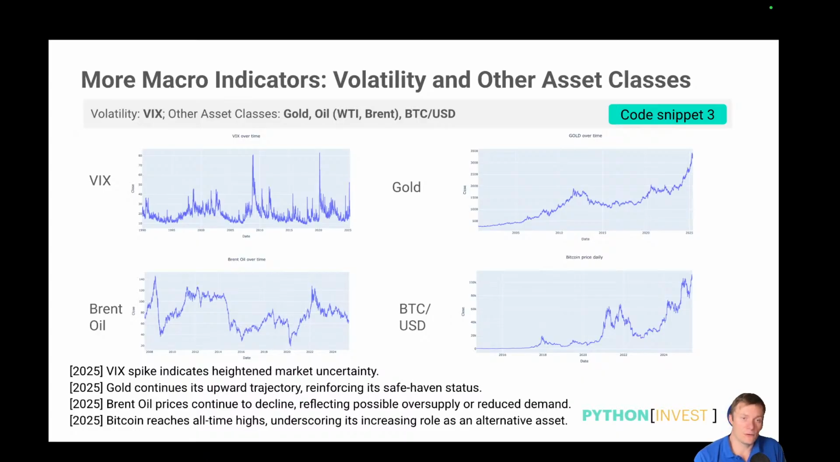For Brent oil, the situation is quite different. It's consistently declining. For BTC USD, you can see that there are ups and downs, especially in the last 1 year. But currently, Bitcoin reached an all-time high.